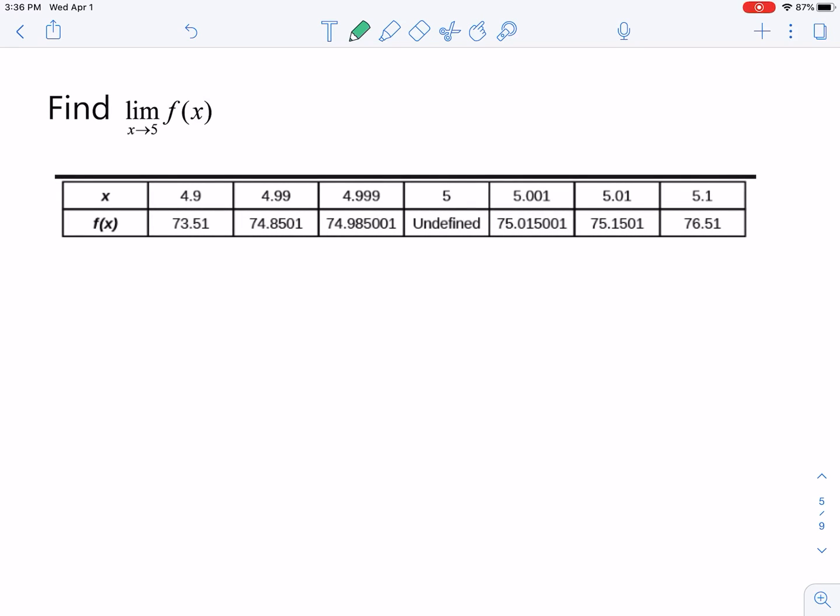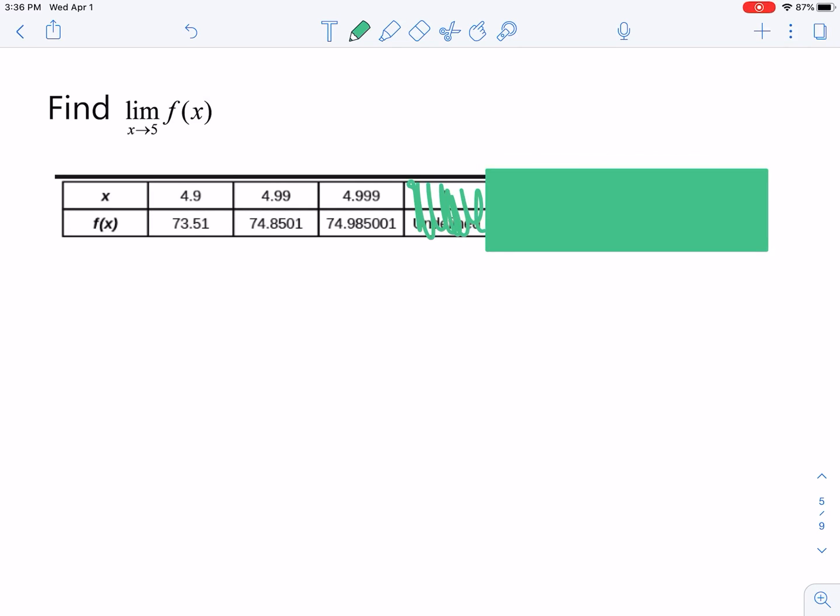Okay, so we would like to find the limit as x approaches 5 of f of x. So remember that what happens right at 5, I don't care about that, right? I just care about what's happening around 5. So I'm going to totally block that value out if it's even given at all. So once again, let's go left and then right separately.